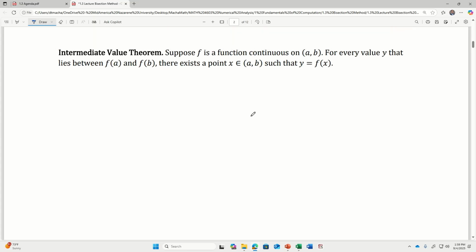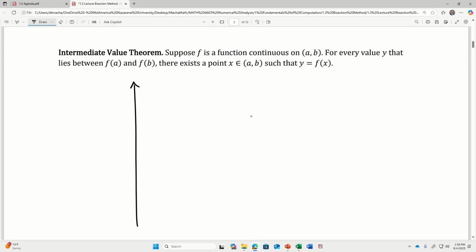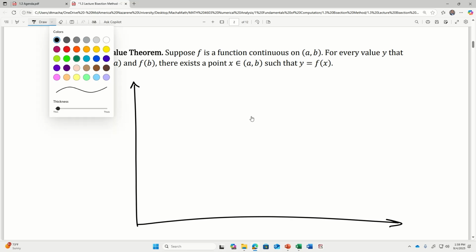The intermediate value theorem, you probably saw this in Calculus 1, but it says something like, if f is a function that's continuous on an interval, then for every value y that is between f of a and f of b, there exists a point inside that interval such that your function takes on the value y. So I'll draw a picture.